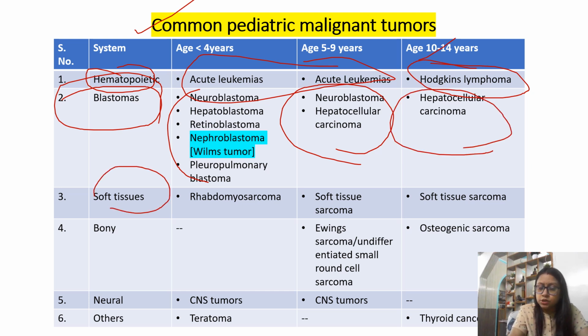Then the third category, soft tissue tumors in children. In less than 4 years, you see rhabdomyosarcoma. In 5 to 9, you see soft tissue sarcoma. In 10 to 14, you also note soft tissue sarcoma in children.